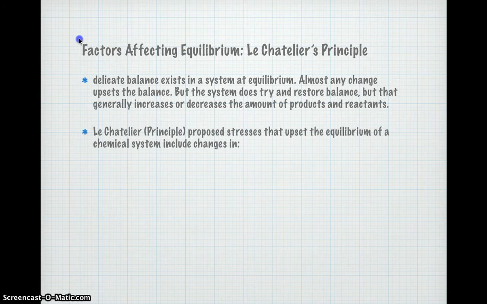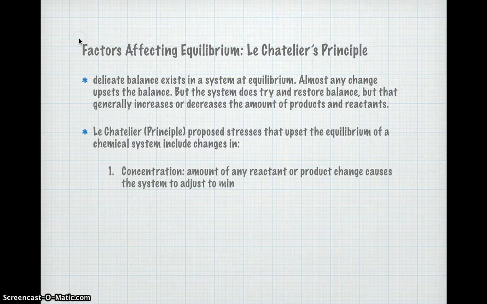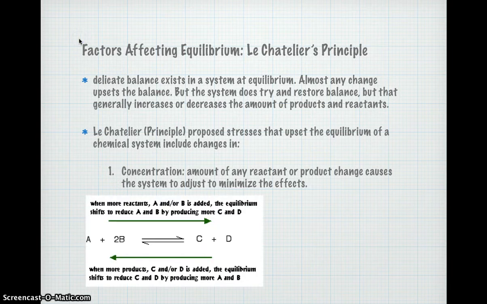Le Chatelier, in his principle, proposed that stresses that upset the equilibrium of a chemical system include changes in concentration. The amount of any reactant or product change causes the system to adjust to minimize the effects. So, adding or subtracting of a reactant or a product to the system will upset the system. It will cause the system to adjust to minimize the effects. How does this take place? Well, let's take a look.